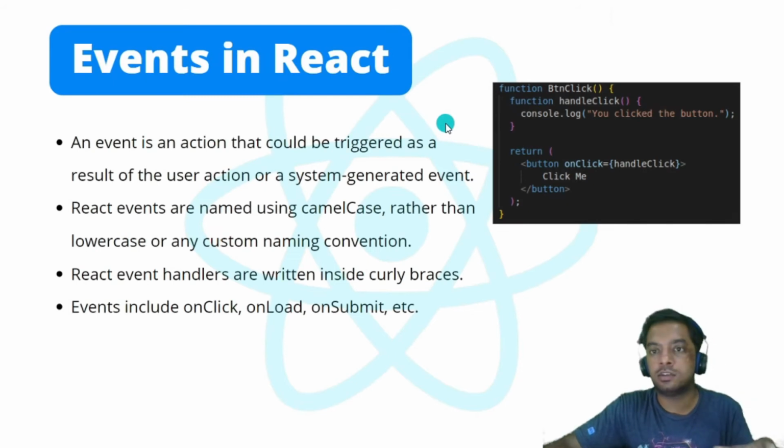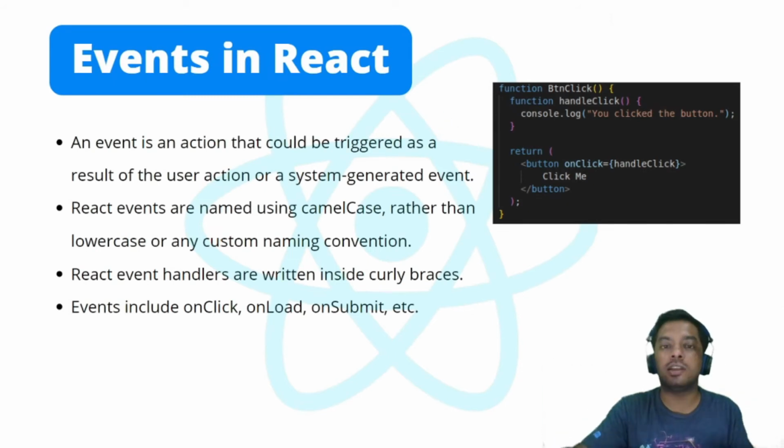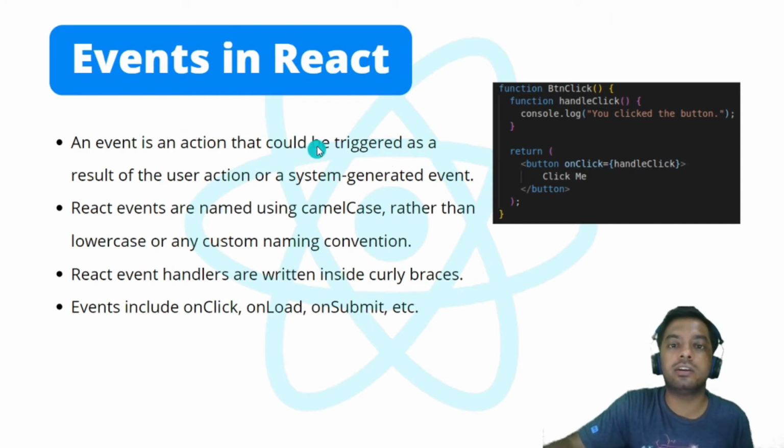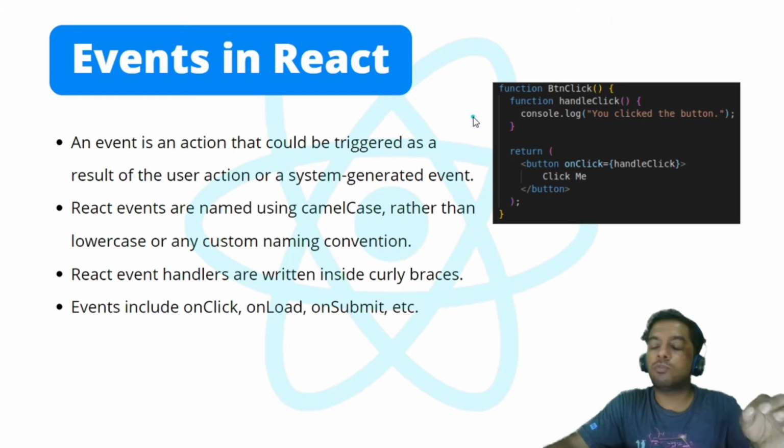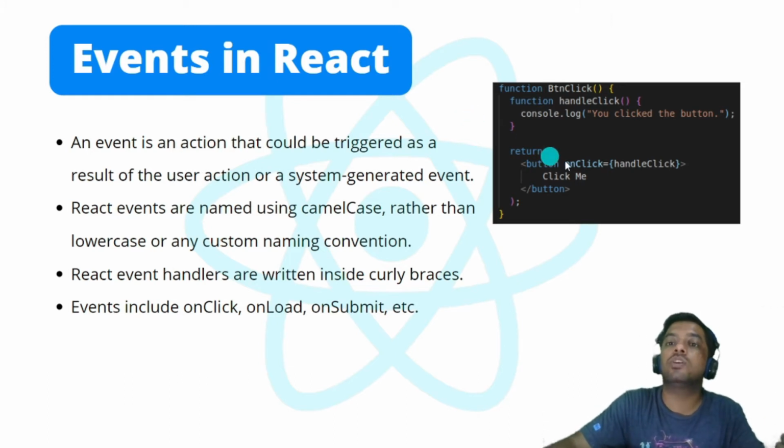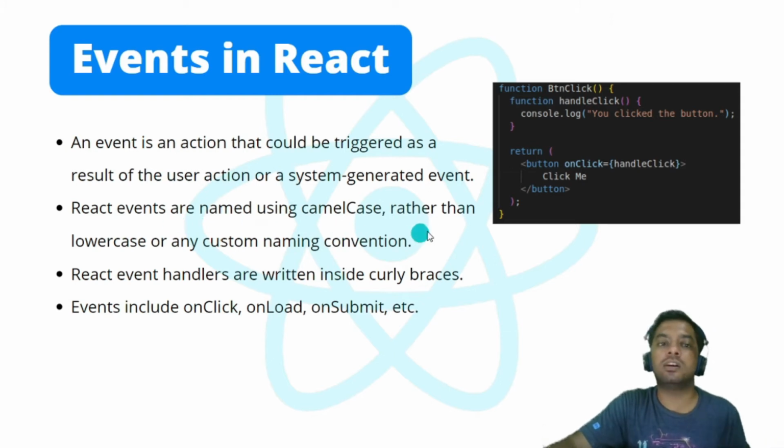Any action that we perform on the web application, or the action that a system generates, is an event. Any action that could be triggered as a result of user action or a system generated event is called an event. Okay, so let's say we hover over a button, that's an event. We click on a button, that's an event. We load the website, that's an event. These all are events. React events are named using camel case rather than lowercase or any other custom naming conventions.